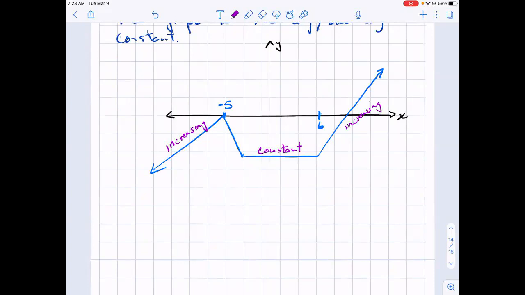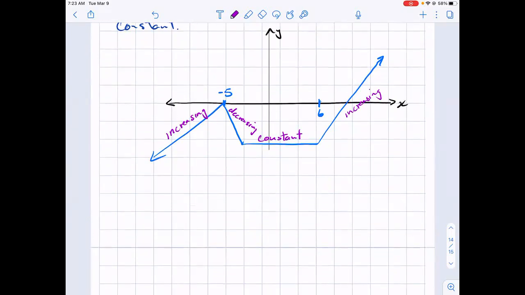But here, in this portion here, it's decreasing. Okay. So we have from minus infinity to -5, and from 6 to infinity, we have increasing. It's two pieces. It's increasing here, and it's increasing here. So that's how come we have this and this.